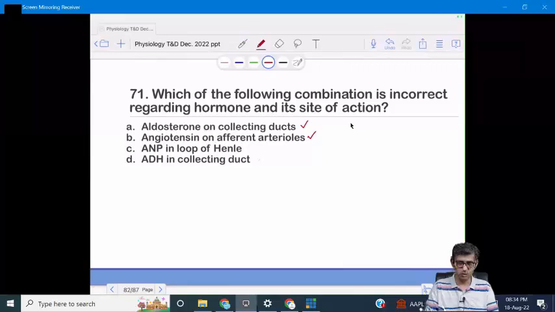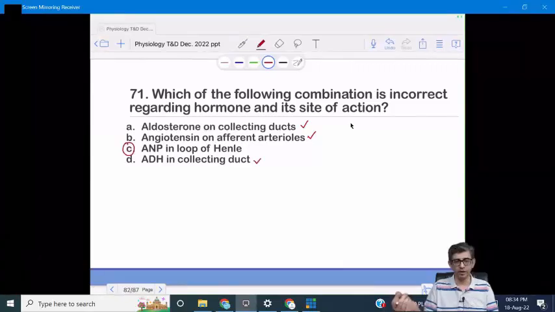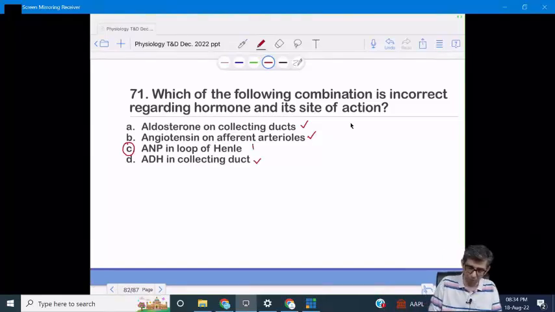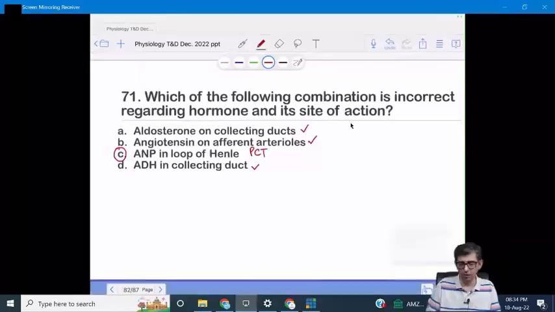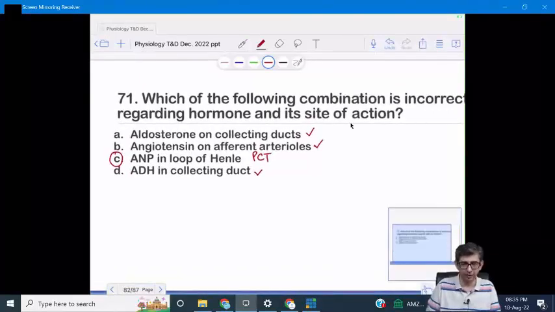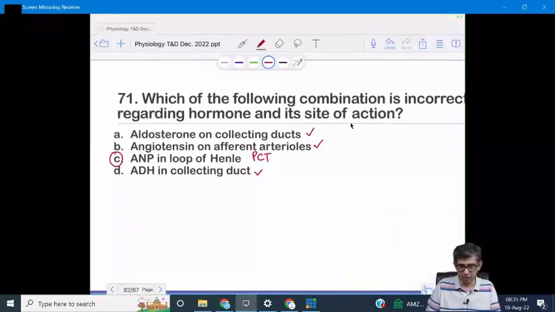ANP होता है atrial natriuretic factor, so this would be mainly acting in the proximal convoluted tubule. ANP का जो action रहेगा, that would be mainly in the proximal convoluted tubule and not in the loop of Henle. Answer to 71 is option number C.